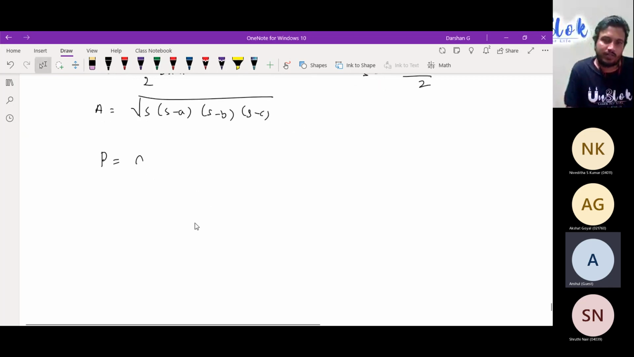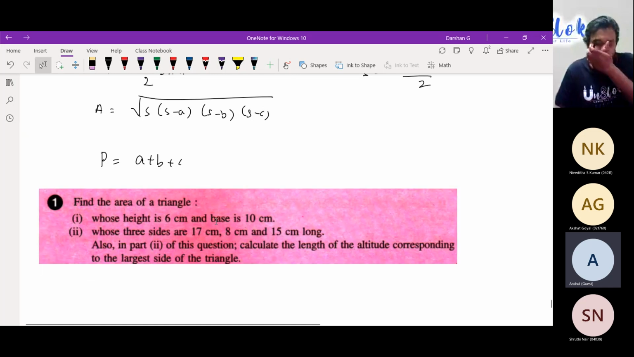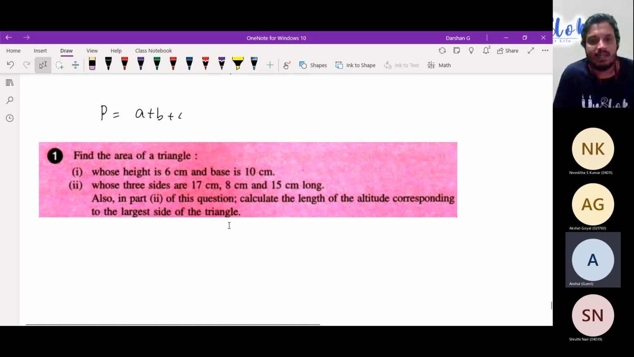Okay, so I will write a plus b plus c. Yeah, so the first part goes to Shruti. The second part goes to Nivedita. The third part goes to Anshul. Okay, Akshat, you will get a chance in the next question. Start doing it and tell me the answer.